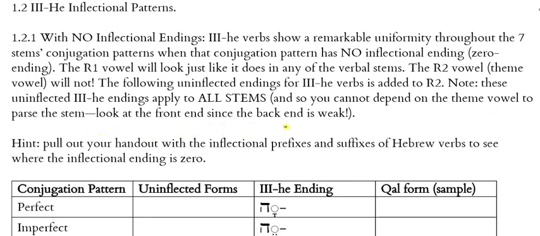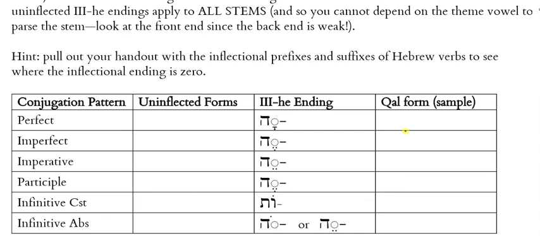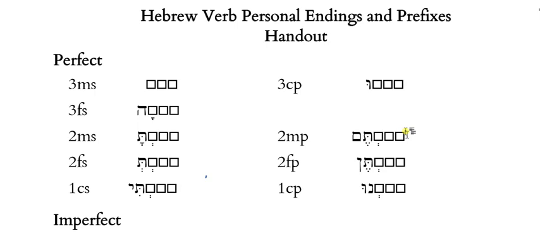You have to look at the front end, since the back end is weak and shows no distinctions between the stems on the back side. So let's do this real quickly. Let's pull out your handout that has the inflectional prefixes and suffixes of the Hebrew verbs, and let's see where the inflectional ending is 0 in the different conjugation patterns. So let's do that. You should have this handout in front of you, Hebrew verb personal endings and prefixes handout.